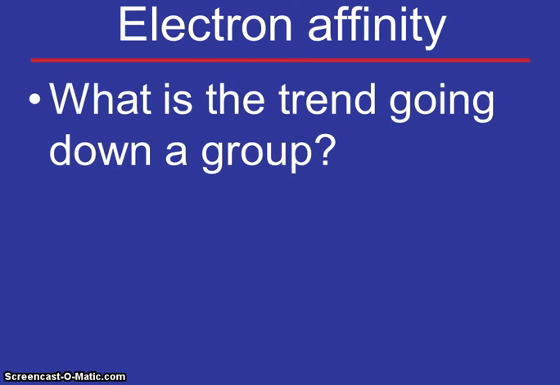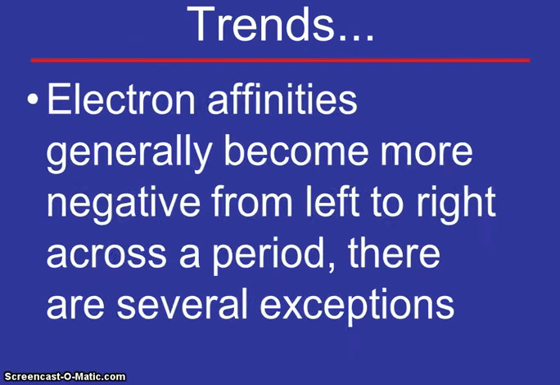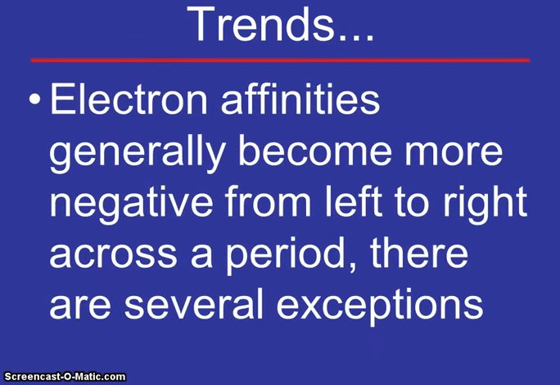So what's our trend? As we go down a group, what happens to electron affinity? Generally, it becomes more positive or less favored as we go down a group because we're farther and farther away from the nucleus. Electron affinities become more negative or more favored as we go from left to right across a period. And there are some exceptions, more exceptions than there were for ionization energy.